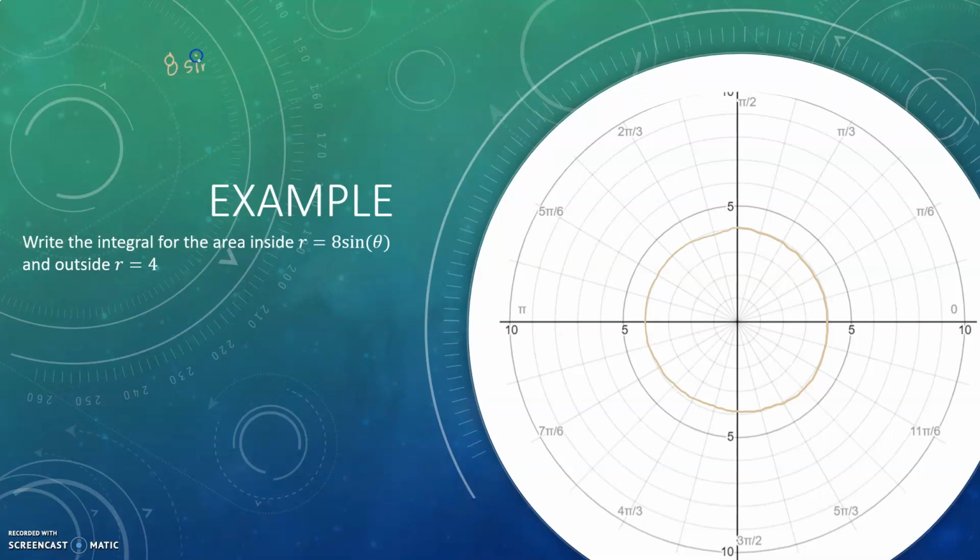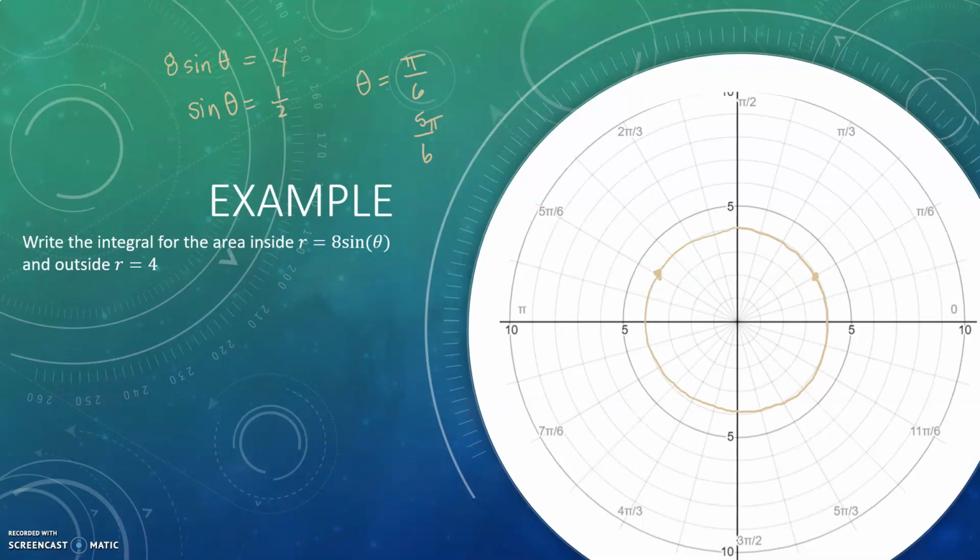That would be when 8 sine theta is equal to 4. When the two curves are equal is where they cross. So that would be when sine theta is equal to 1/2, which is when theta is pi over 6 or 5 pi over 6. So at this point and this point, our curves are going to cross.